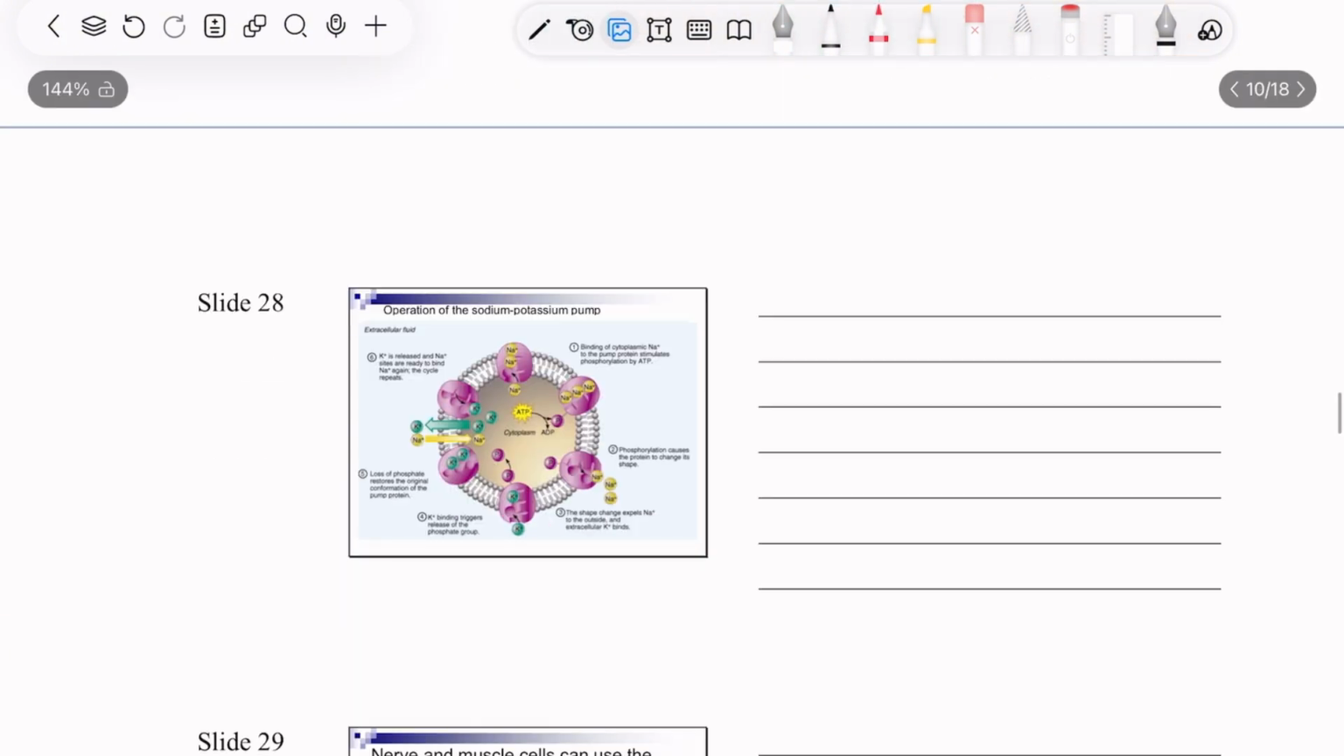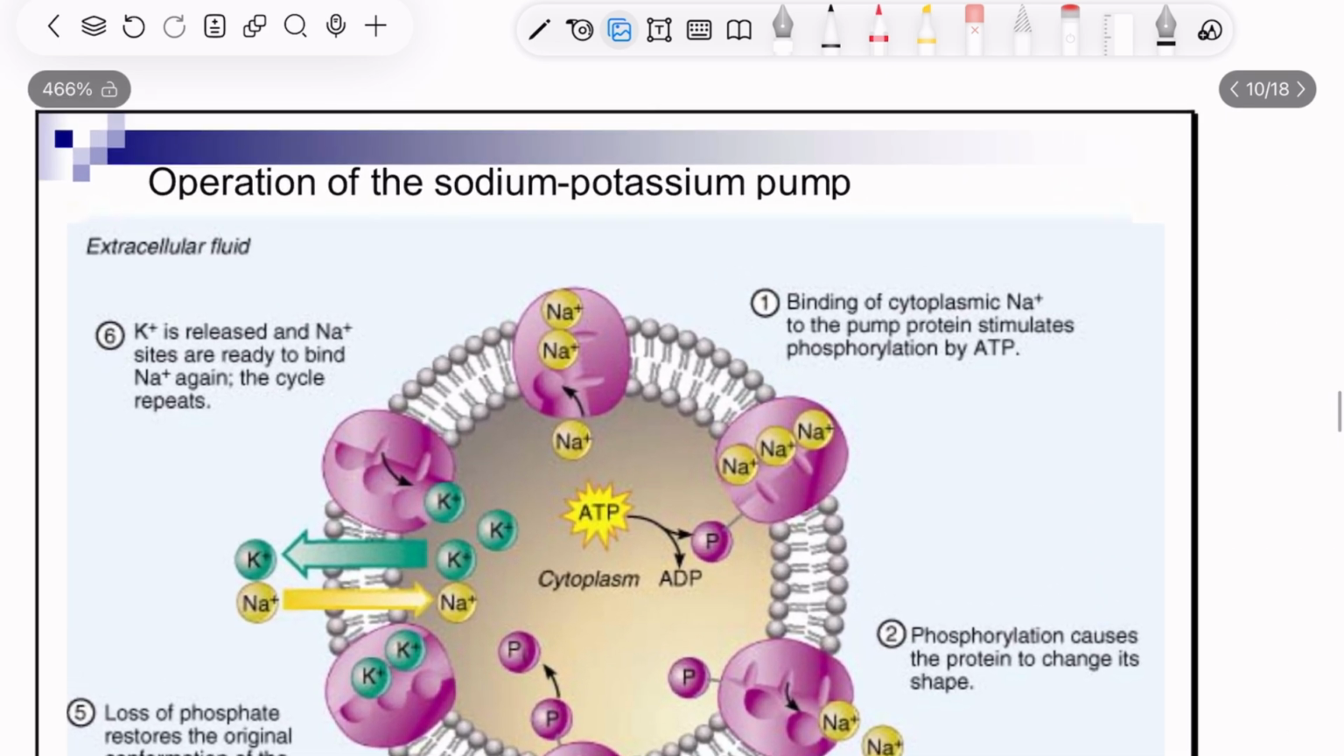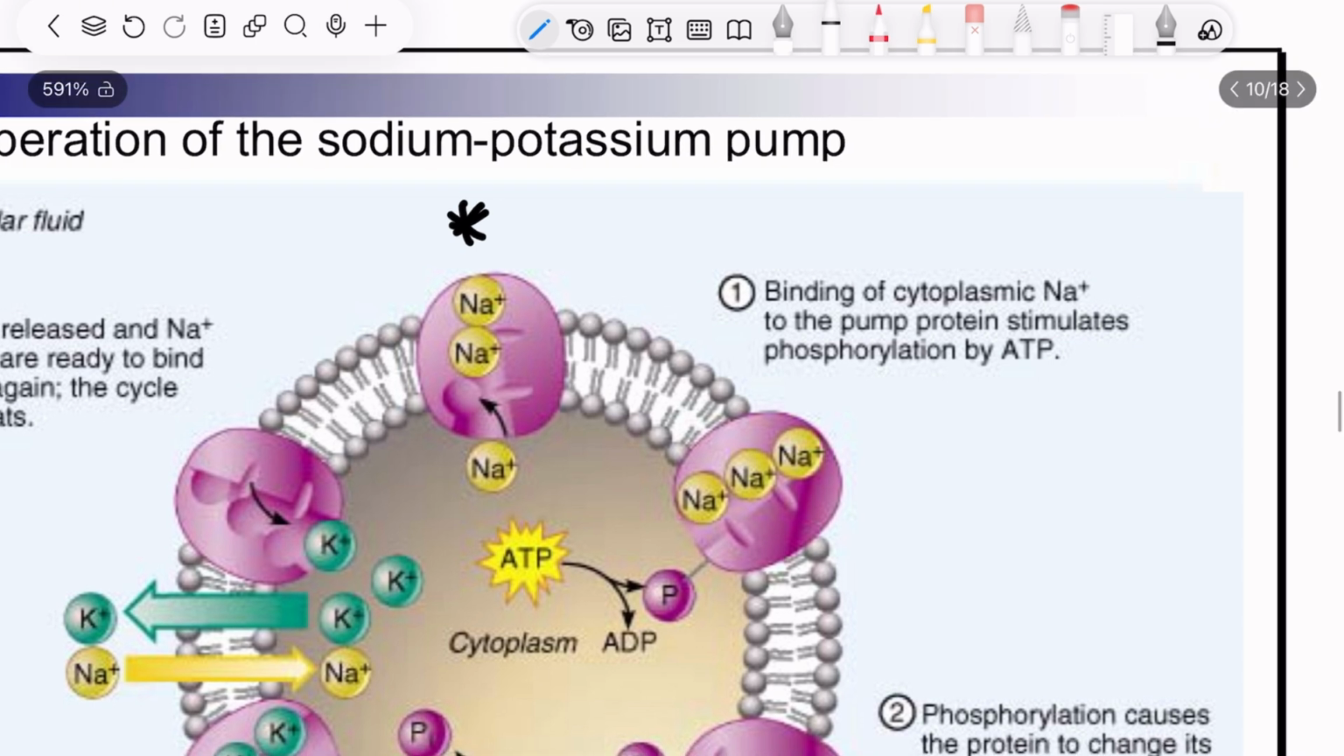Okay. Operation of the sodium-potassium pump. So going over each step, we first have sodium binding, which first starts here. In sodium binding, what happens is three sodium ions from inside the cell bind to specific sites on the pump proteins. This triggers the pump to begin its function.